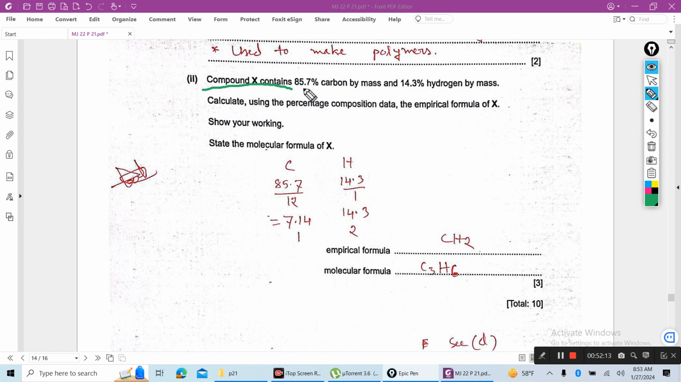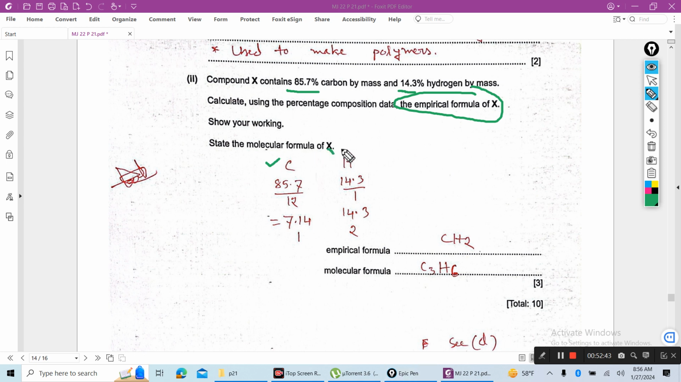Compound X contains 85.7% carbon by mass and 14.3% hydrogen. So you have to calculate the empirical formula of X.